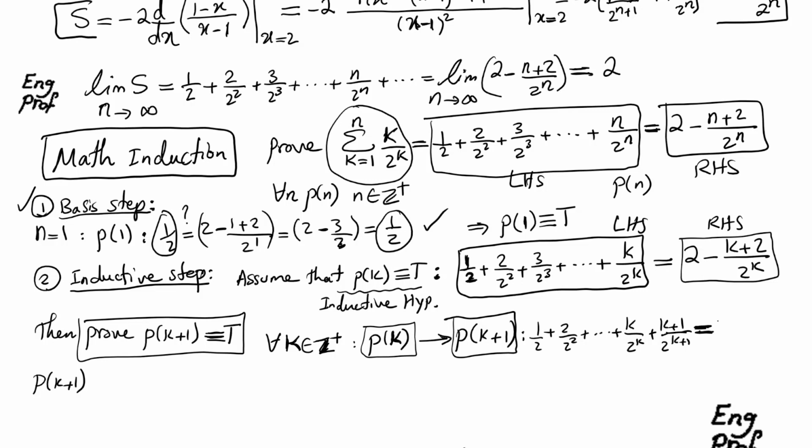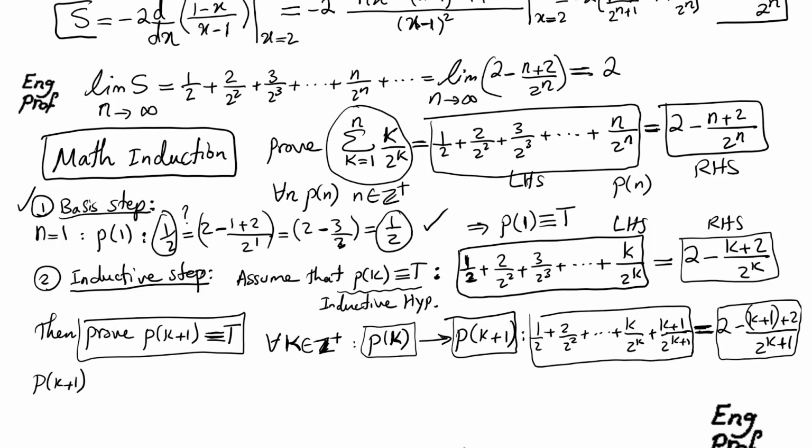So it becomes 2 minus (k plus 1) plus 2, which is k plus 3, divided by 2 to the k plus 1. So this is the left hand side of the target, and this is the right hand side of the target. The busier, more complicated one is obviously the left hand side. So let's start from there.